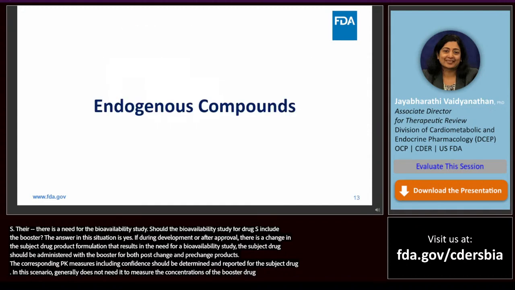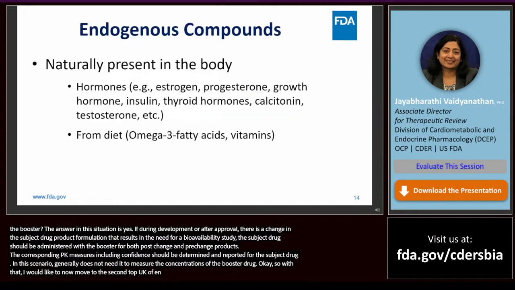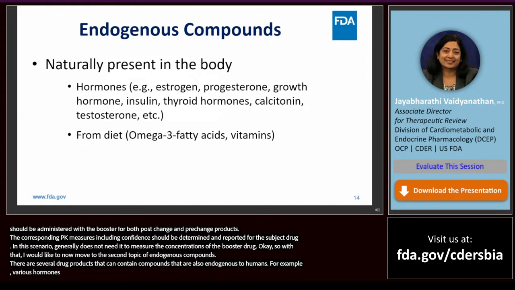Okay, so with that, I would like to now move to the second special topic of endogenous compounds. There are several drug products that can contain compounds that are also endogenous to humans. For example, various hormones and also compounds that can be obtained from the diet, such as omega-3 fatty acids and vitamins, etc.